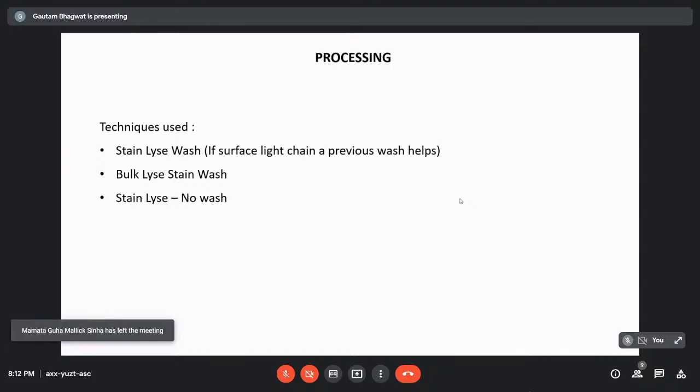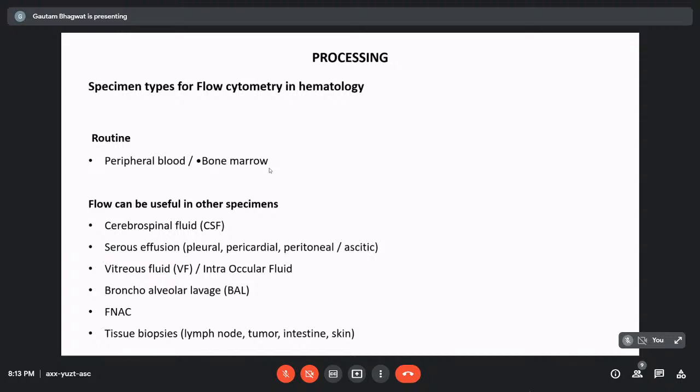Stain is adding antibody or the fluorochrome to the sample. For example, for kappa lambda chains, it is advisable to do a previous wash to get better results. This again I will cover in my next talks, in which I will talk about the application part of the flow cytometer. But what samples are we going to get?